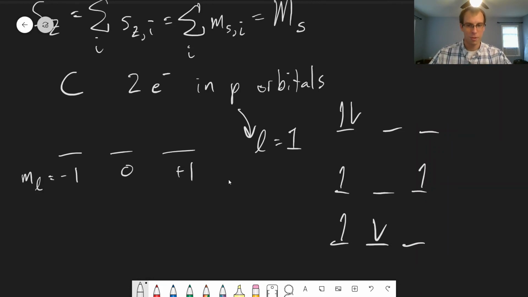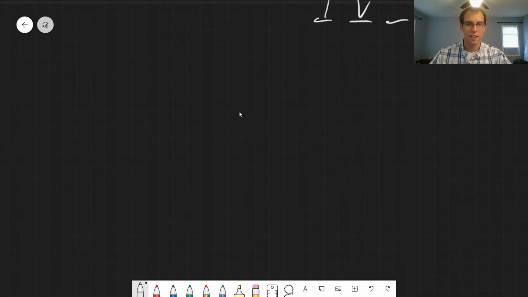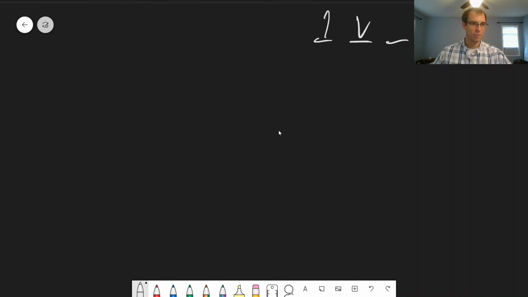So we're going to start simple. This is actually a little bit more complicated case. Let's get rid of some of our orbital angular momentum, and we'll start with something where we only have two electrons in an s orbital. And we'll look at that in the next video.